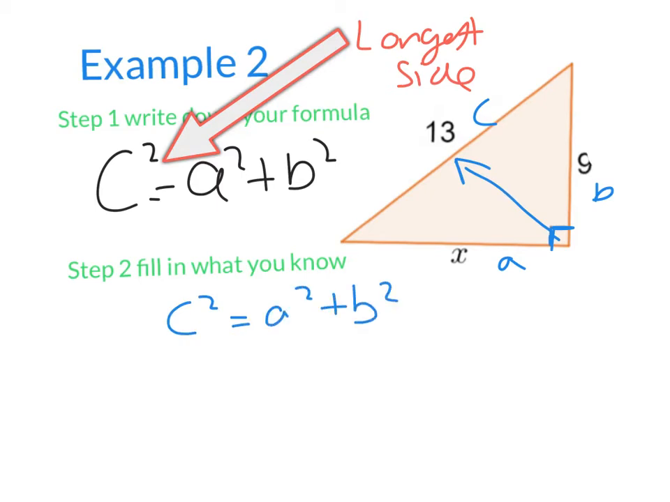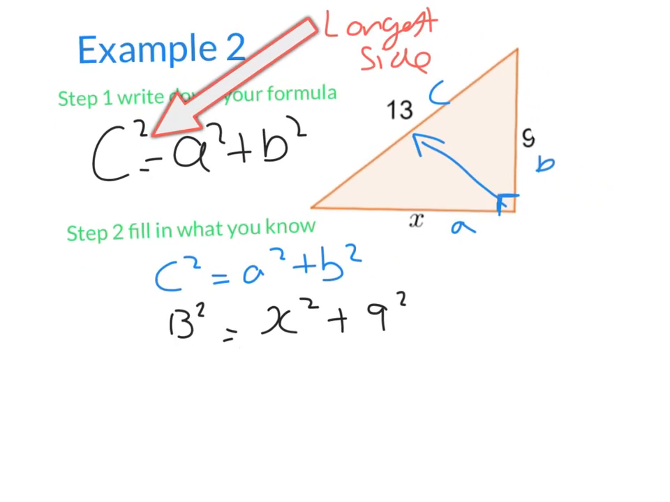Step 2, fill in what we know. We now know c is 13, so that's now going to be 13 squared equals a squared, and a we have is x squared, plus b, which we have is 9. So 9 squared. Okay, so at this point, obviously I want to find out what x is. So theoretically I want x on one side, everything else on the other. What I'm going to do first though is I'm going to work out these just to make these a little bit easier. So 13 squared, if I type that into my calculator, I get 169 equals x squared plus 9 squared, and 9 squared is 81. And I want x's to one side, numbers to the other. So I'm going to minus 81 on both sides.